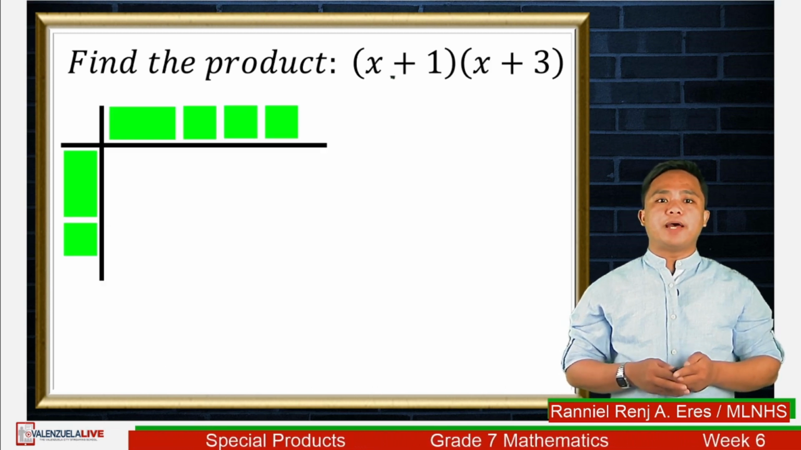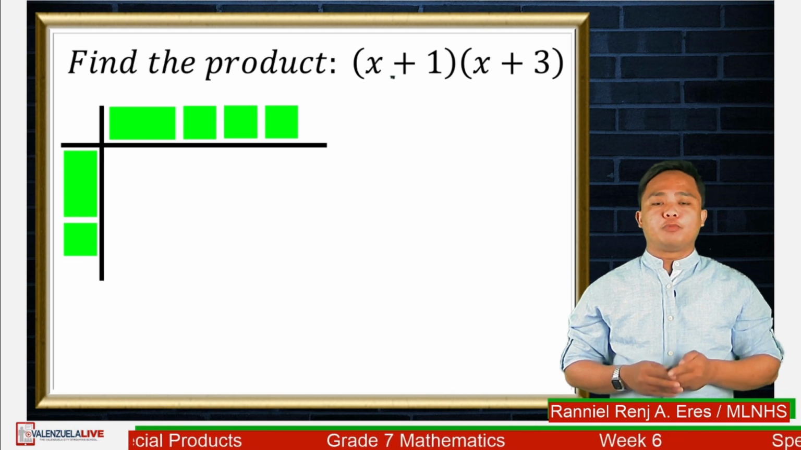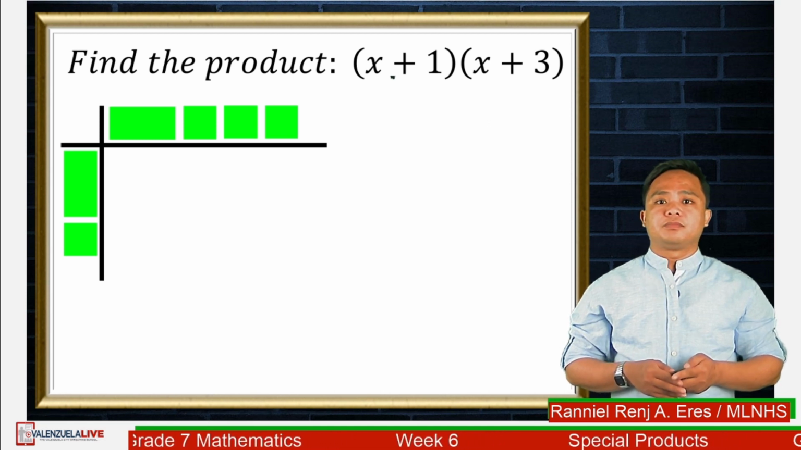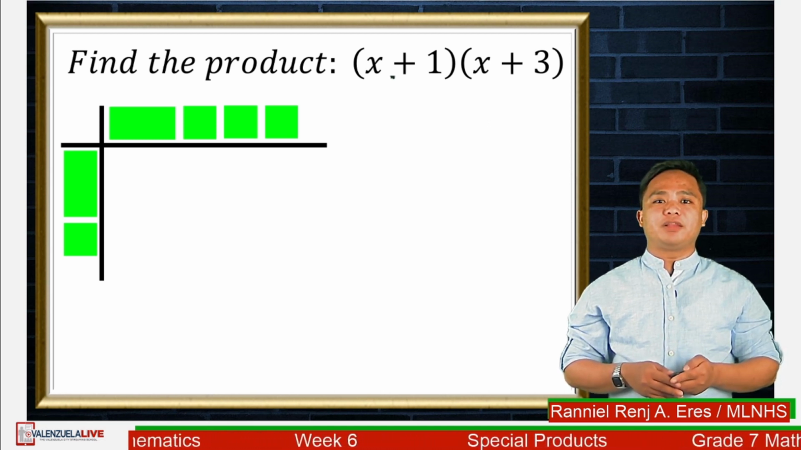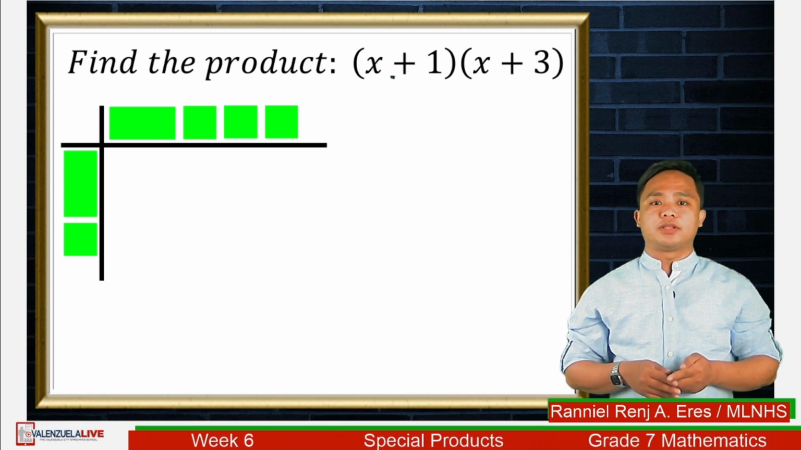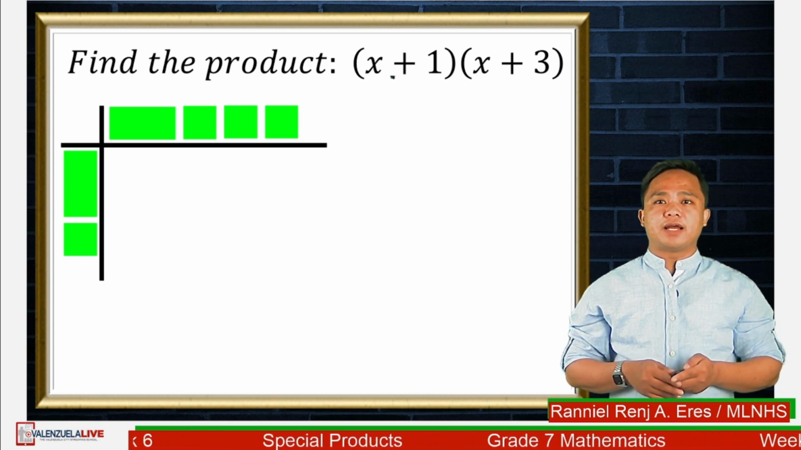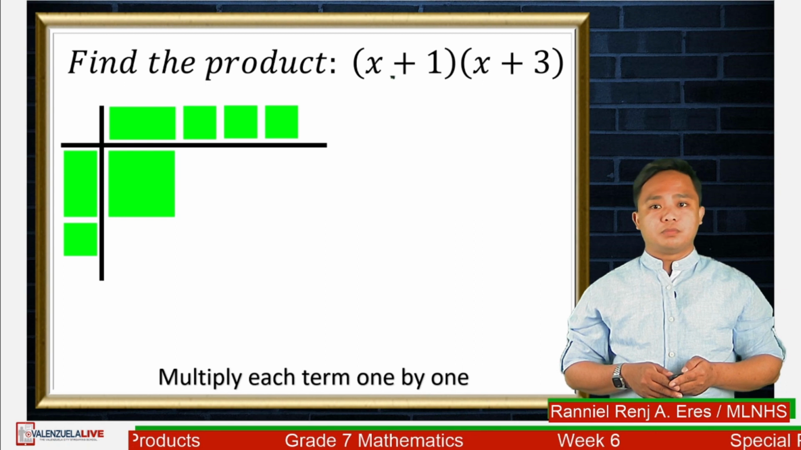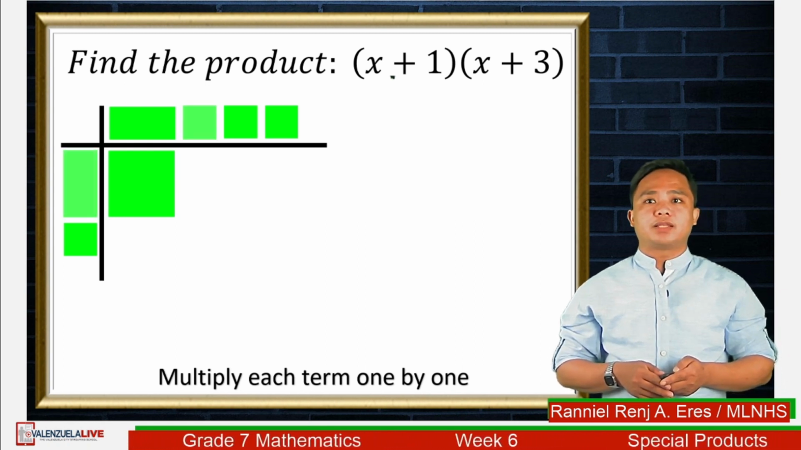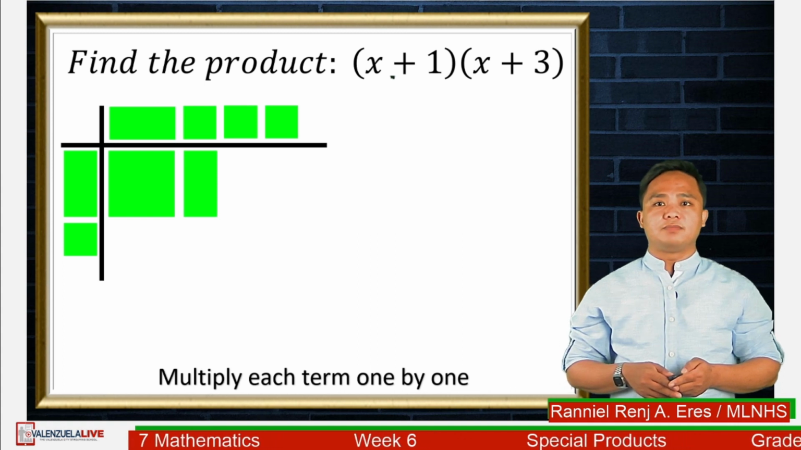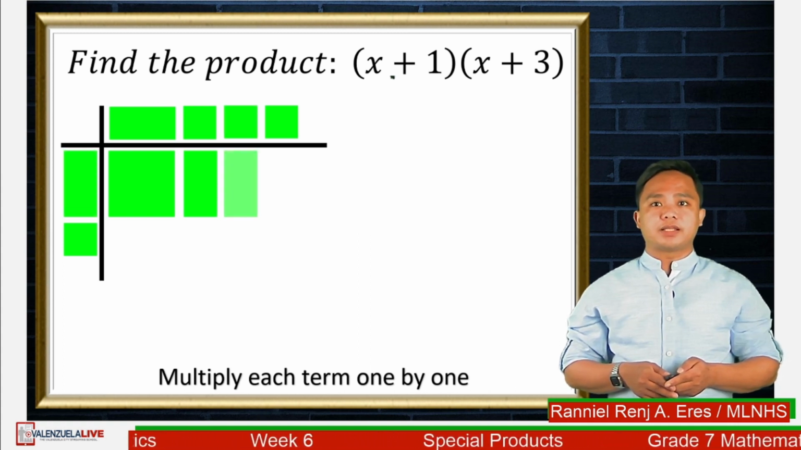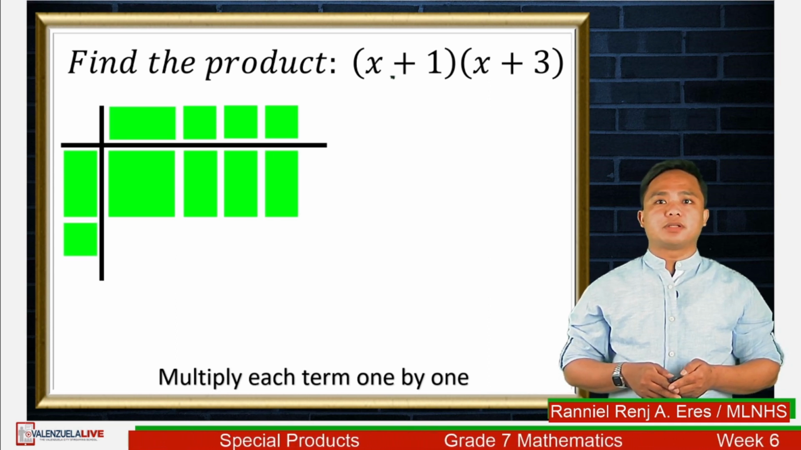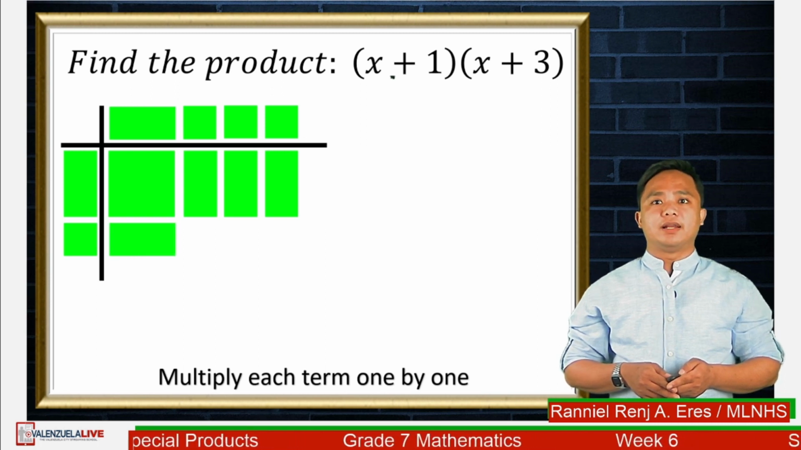Okay, let's multiply each tile one by one. Again, if we are multiplying the same color tile, the result is always green. Make sure that our answer perfectly fits the dimensions of our factors at the top and on the left. Green rectangle times green rectangle, the answer is a big green square. Rectangle times square, the answer is a rectangle. Square times rectangle is also a rectangle.